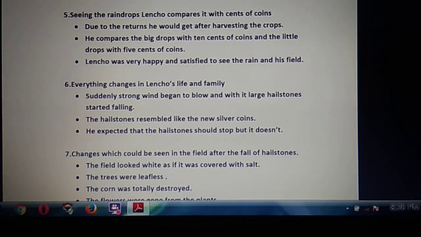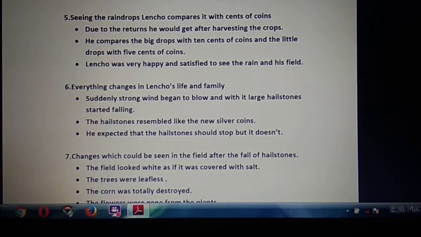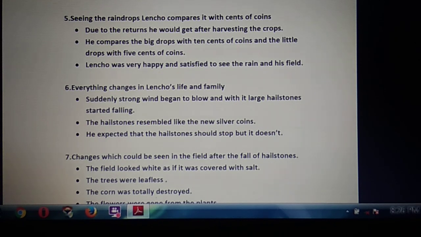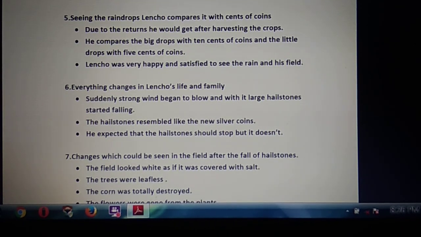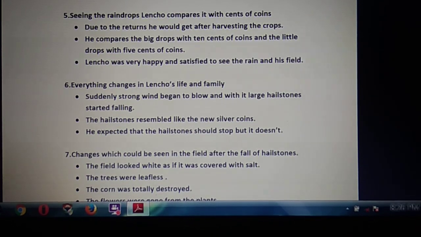He expected that the hailstones should stop, but they don't, because Lencho knew that these hailstones were going to destroy all his corn which had grown in his field. So he is expecting that it should stop, but it doesn't stop. Changes which could be seen in Lencho's field. For an hour the hailstones went on falling. After that hour, when Lencho looked at his field, these were the changes which he could see in his field.